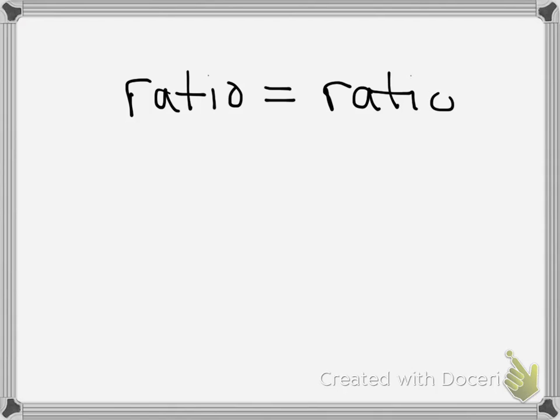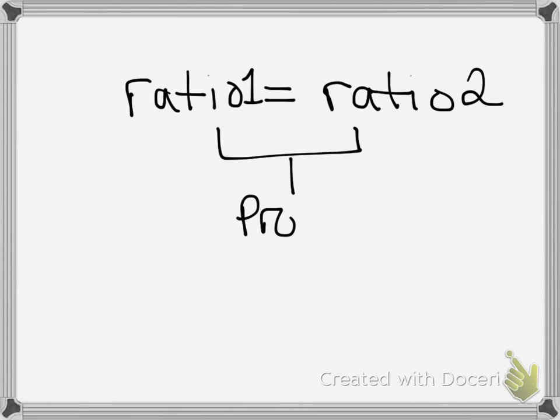When we are creating a proportion, we know that it is a ratio equals another ratio. So I can say this is ratio number 1 and this is ratio number 2. These two ratios then create a proportion.